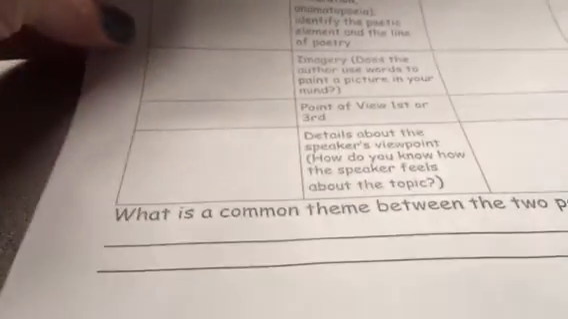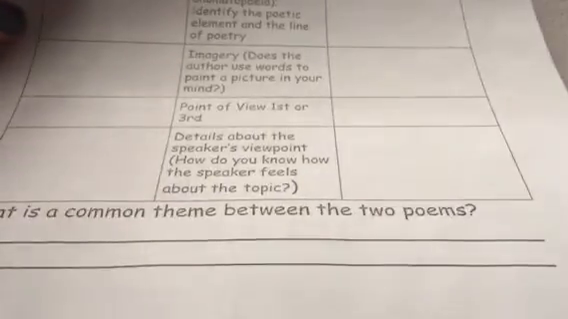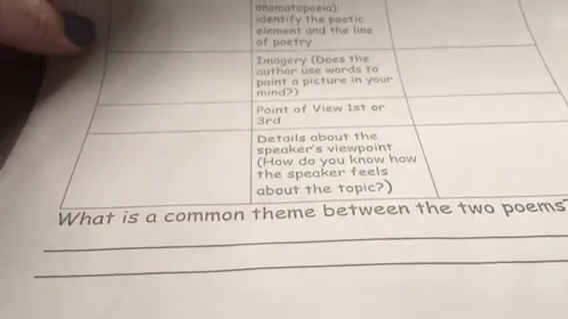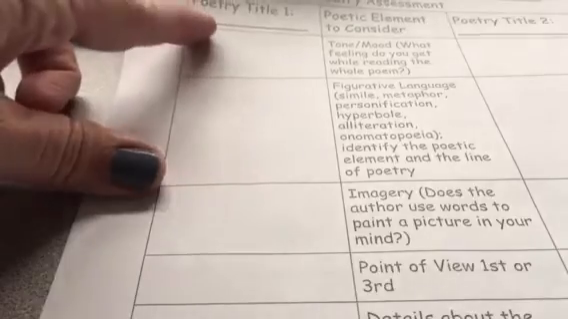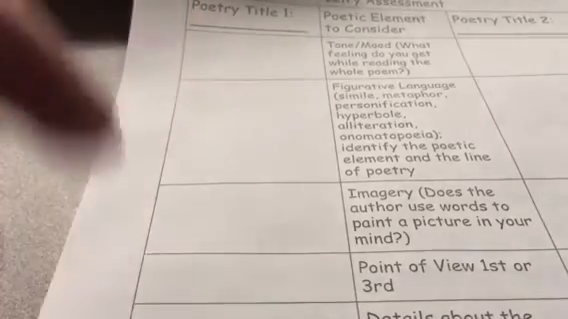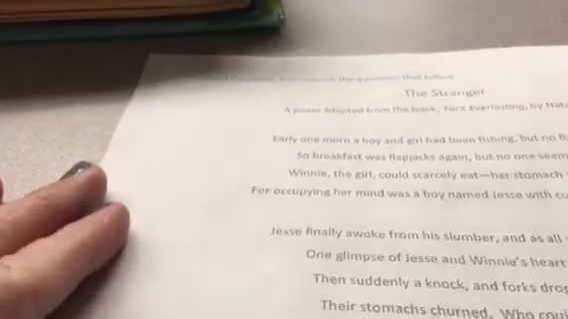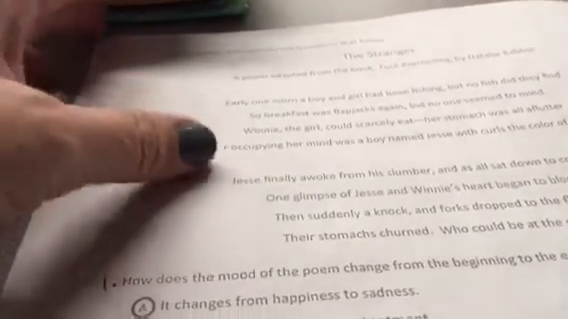But the last one that says what is a common theme between the two poems does need to be written in complete sentences. Make sure you capitalize titles correctly. So remember that important words in a title are capitalized. Then move on to your next page. It says read the poem and answer the questions that follow. You're going to want to make sure you write a summary sentence for that poem when you're finished.